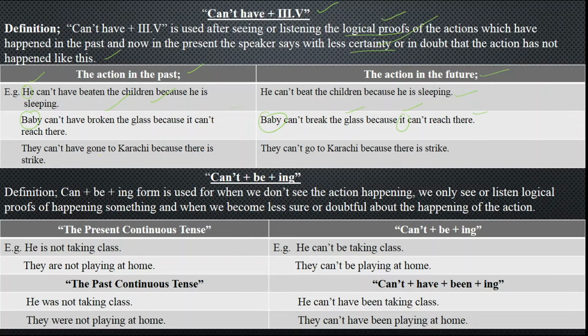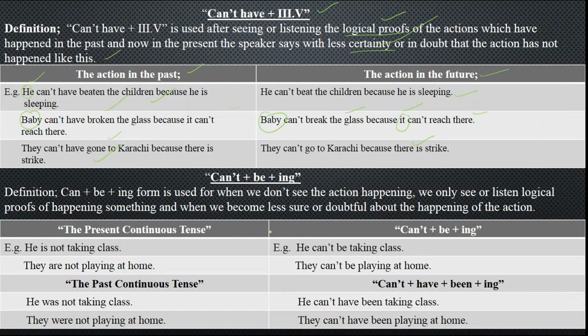Next, they can't have gone to Karachi because there is a strike. Now there is a strike, and this action has happened, and you say that they can't have gone to Karachi because there is a strike, or maybe they have used another way, but that is strike, and you are saying that they can't go and they can't have gone. And in the same way, for the future, you'll say they can't go to Karachi because there is a strike.